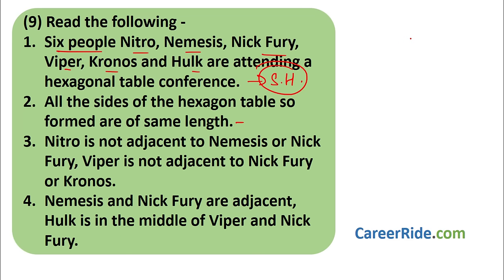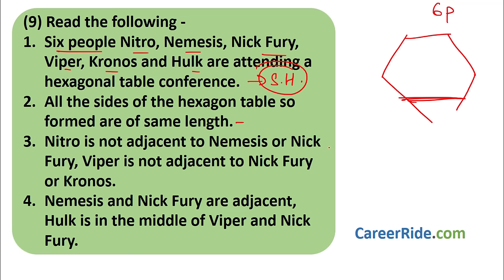Now, over here, what do we know? How many people are there? Six people. How is the table? Hexagonal. Okay. This is a hexagonal conference. So this is a hexagon. Six sides. All of them are of the same length. Right. Now what have they given?